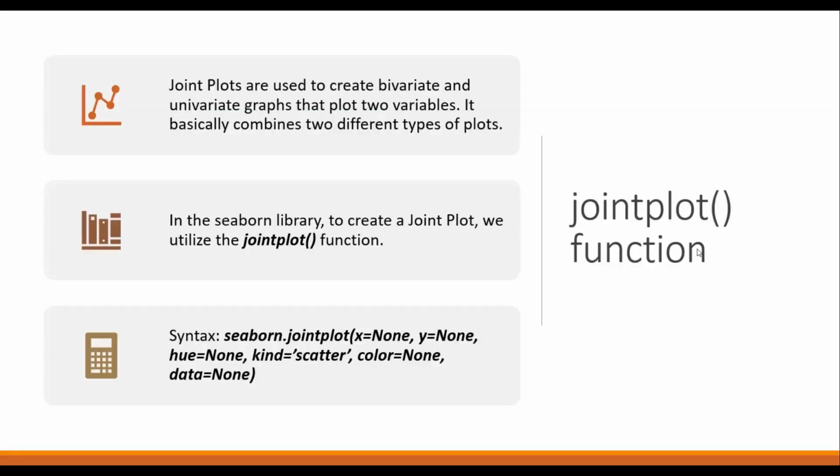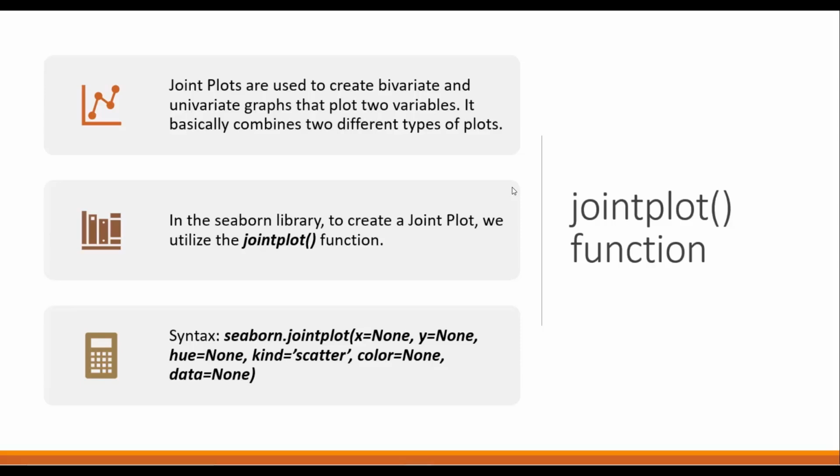Firstly, we will understand what joint plots are. Joint plots are used to create bivariate and univariate graphs that plot two variables. It basically combines two different types of plot. And in the Seaborn library, to create a joint plot, you have to utilize the function jointplot, and the syntax of this function is seaborn.jointplot, and in parentheses you have to pass the parameters.